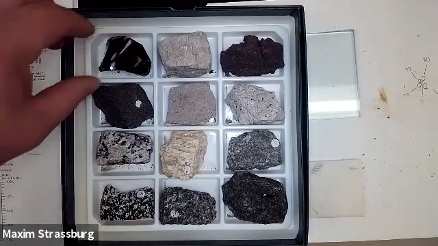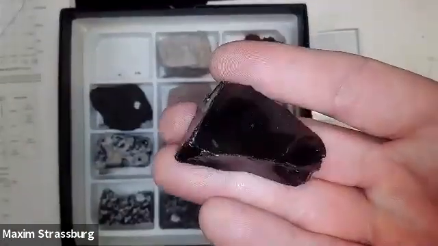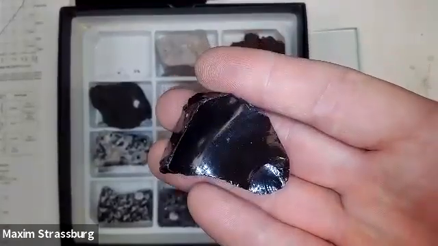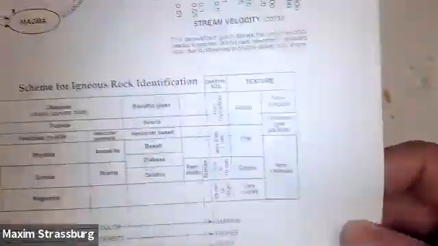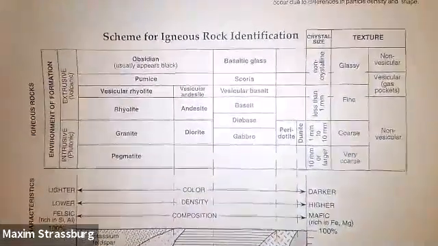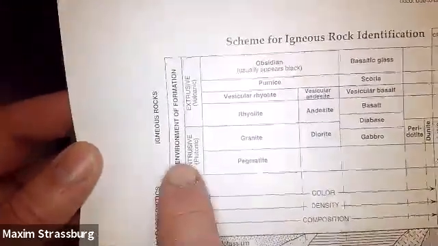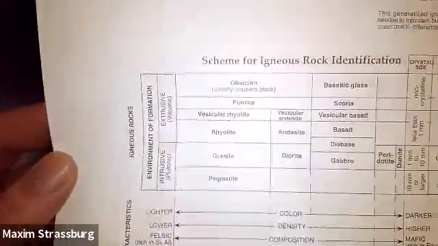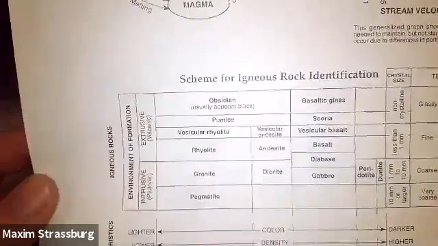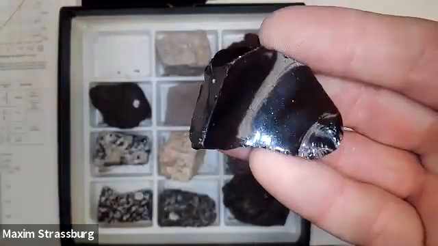So let's take a look at the first sample that we have here in the box. You can clearly see that there is no crystalline structure here. And again, I'm looking at page 7 in my reference table, my scheme for igneous rock identification. And I'm working from the left side of the chart over to the right. And I can see that the first thing I need to find is my environment of formation. Then I'm just going to look at the overall characteristics of the rock. So I see right here with this sample, very glassy texture.